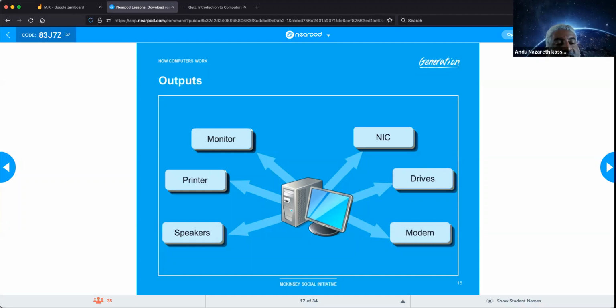Keyboard, that would be input or output? A keyboard would typically be an input. That would be you putting information into the machine. It would receive information from the keyboard.